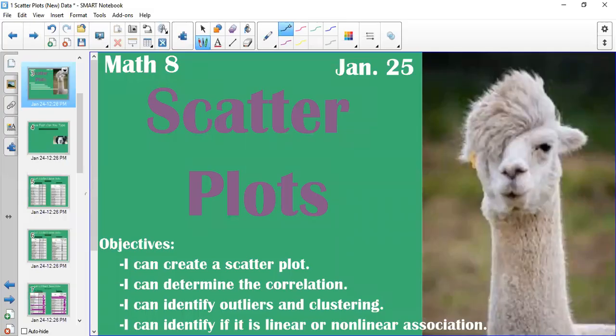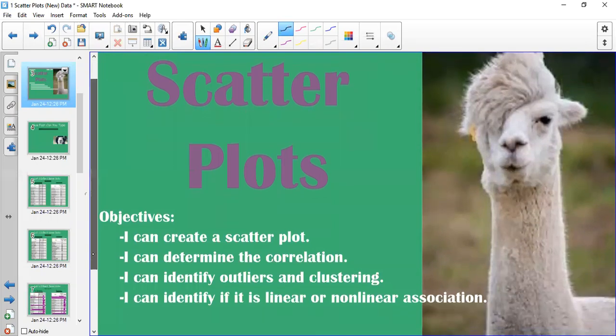Welcome to our lesson on scatter plots today. If you remember on Friday, we had a test over slope and slope-intercept form. So we're starting a new unit, and it is all about scatter plots and what they are and what we can do with them.